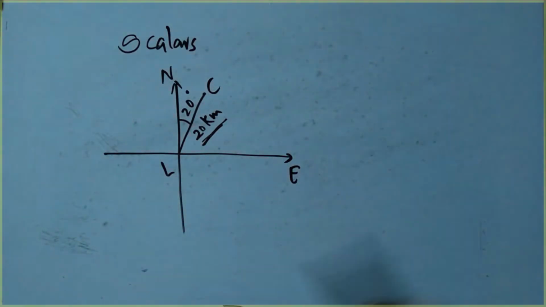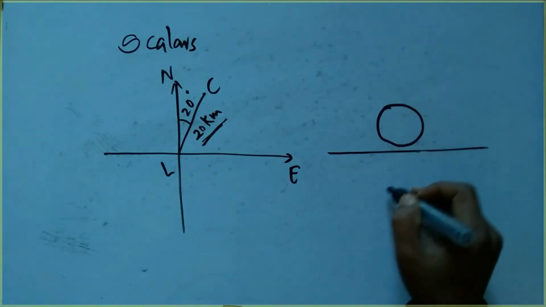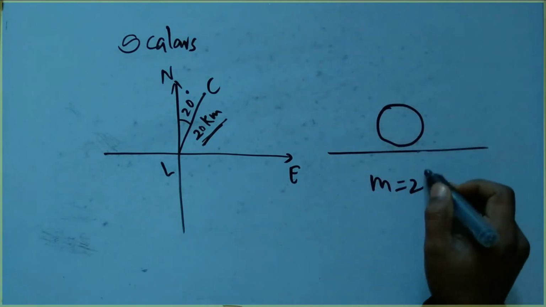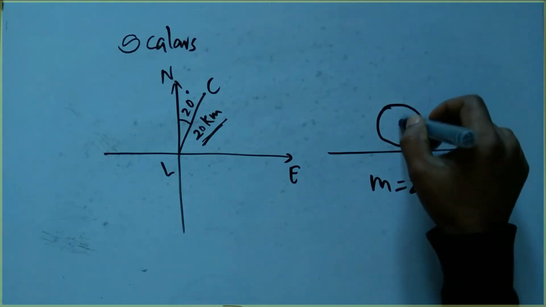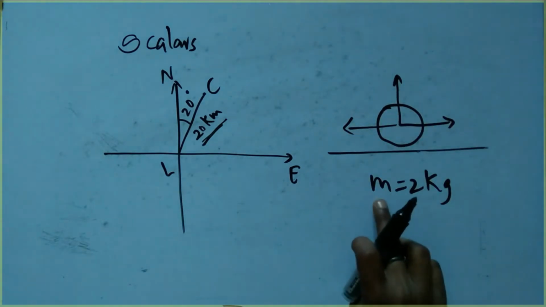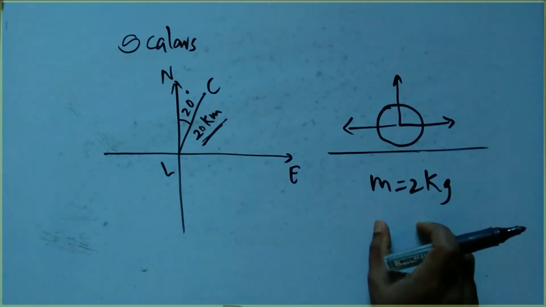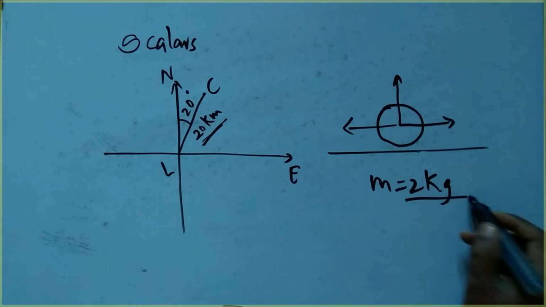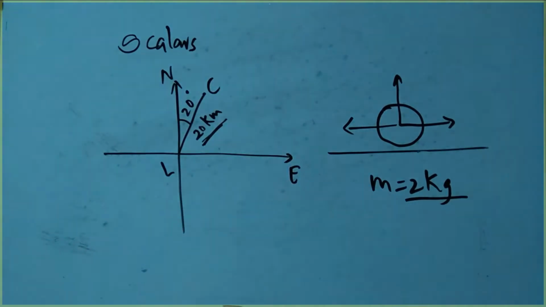Let's see another example here. We have a ball whose mass is 2 kg. Whatever be the direction, either in this direction or in this direction or in this direction, the mass of the ball is always 2 kg. So here again, the direction doesn't play an important role. In order to give the complete meaning of mass, we just need magnitude, which is 2 kg. So mass is a scalar quantity.